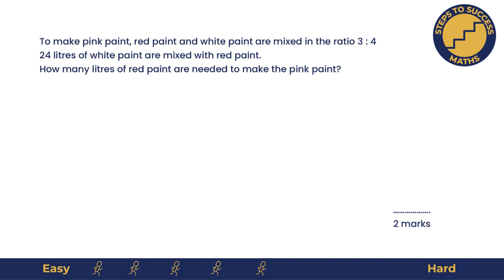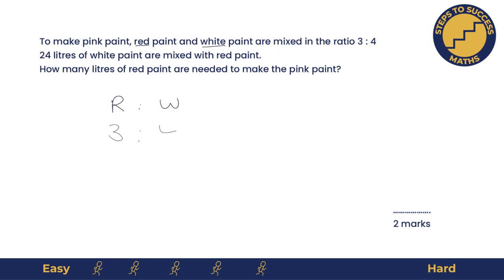To make pink paint, red paint and white paint are mixed in the ratio 3:4. 24 litres of white paint are mixed with red paint. How many litres of red paint are needed to make the pink paint? So there's quite a lot to pick apart in this question. Let's start by writing our ratio. So you've got red paint to white paint, red to white, 3:4.